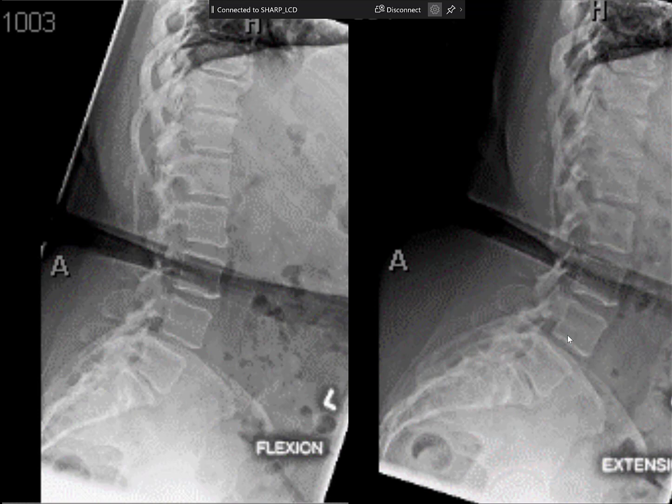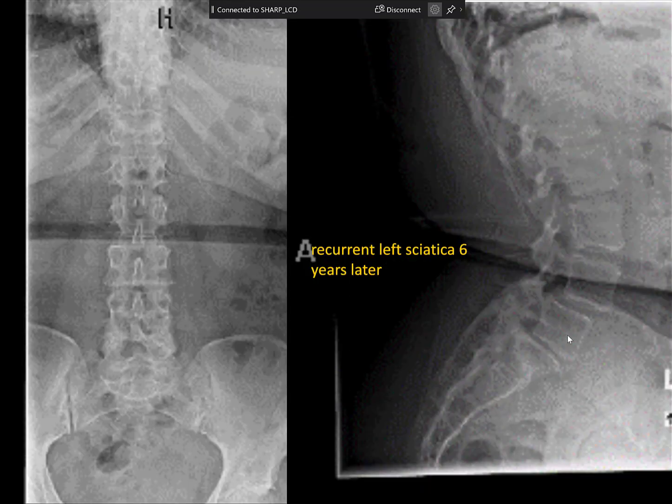Maybe was it maximal flexion extension? Maybe she had a spasm. Maybe she had a spasm where it reduced with the spasm on flexion extension. Maybe she, I don't know. I don't know the answer.